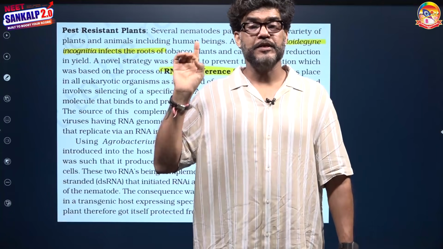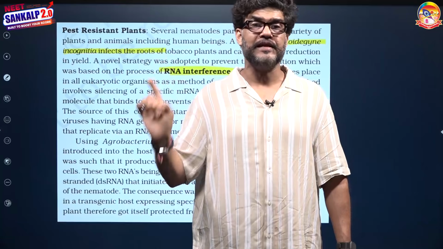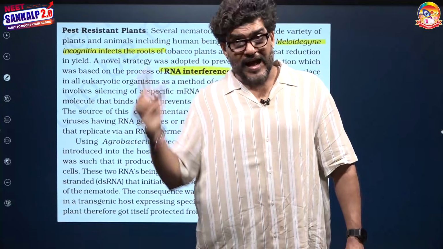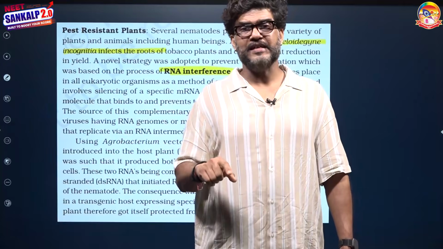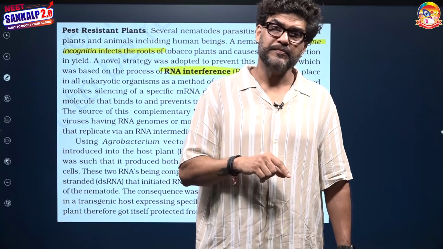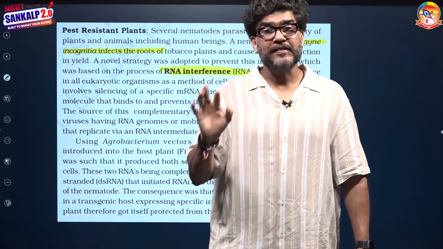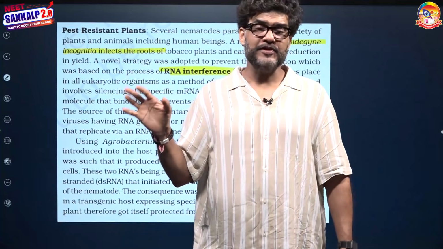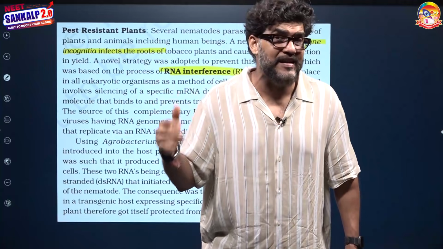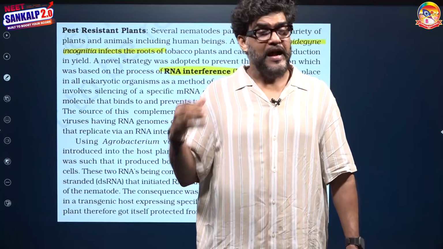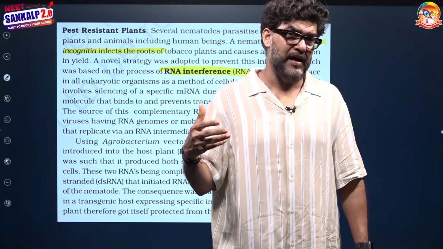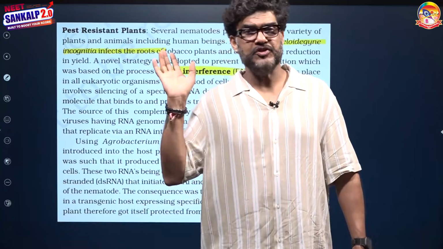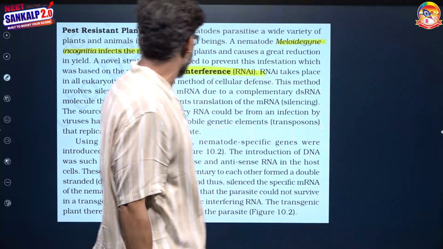RNA interference is a post-transcriptional gene silencing. RNA interference prevents translation of the messenger RNAs of corresponding genes. It is a method of cellular defense in all eukaryotic organisms. It is based on the creation of a double-stranded RNA. And the source for this double-stranded RNA, meaning the antisense RNA, may be any viral infection or any jumping gene. These are the 5 important lines.